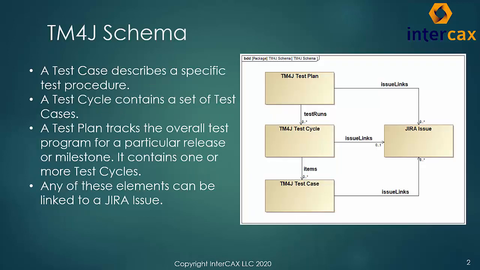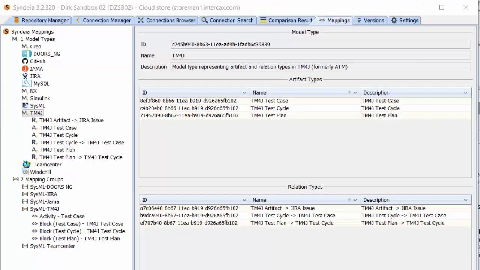We discussed the schema of TM4J in the 17.1 video, but note especially that it contains the types of relationships that may be carried over in the model transform. We will use these later in this video. Custom mappings begin with making sure that Syndea recognizes the artifacts, relationships, and attributes that will be part of both sides of the mapping. Once these are available, the next stage specifies the mapping between them.